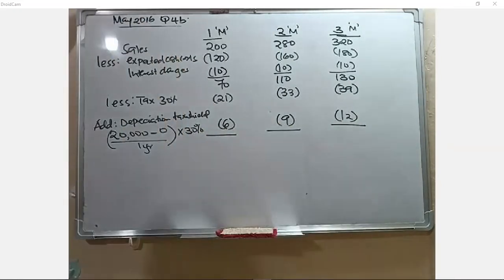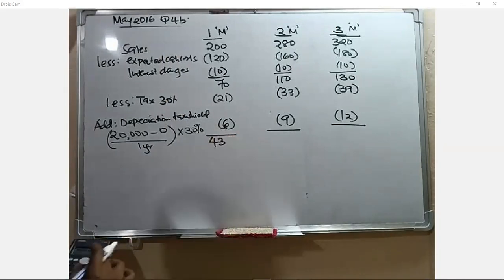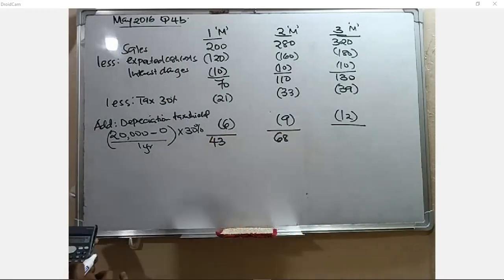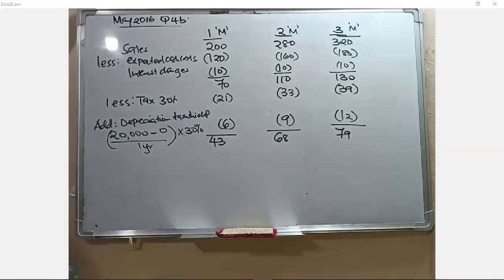How much for the first year? 70. Right? We have said 70, minus 21 minus 6, getting 43. The second one will be 110 minus 33 minus 9, getting 68. Then the last one will be 130 minus 39 minus 12, getting 79. Then there is only one thing that is remaining there.